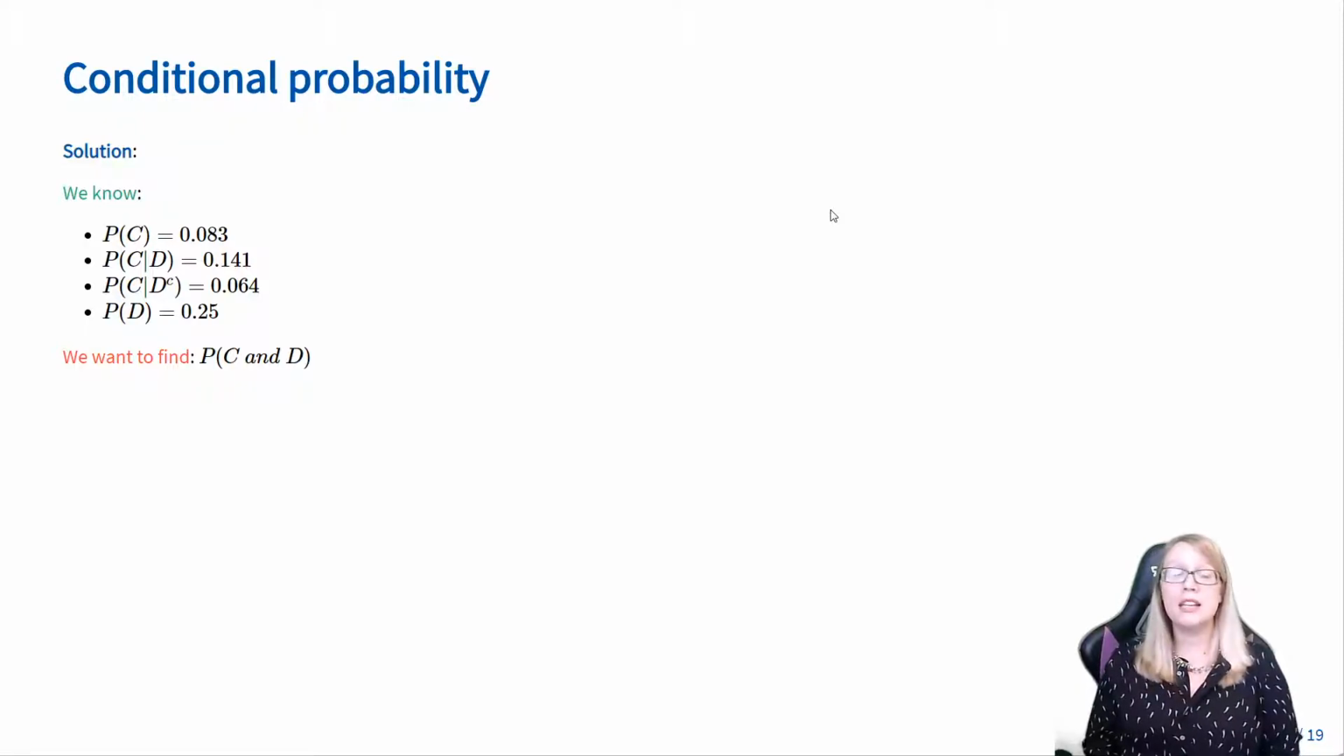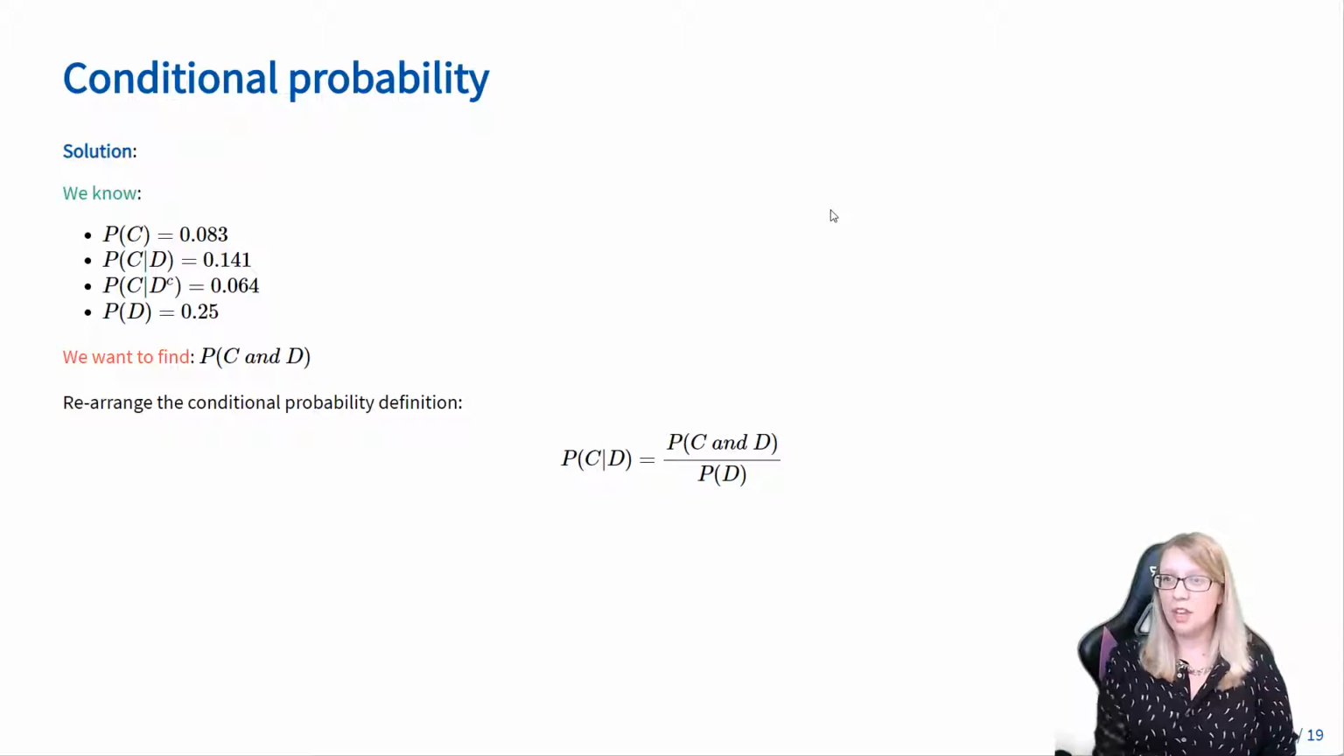What we want to find is this. We want to find the probability of C and D both occurring. We can do this by just rearranging the conditional probability definition.